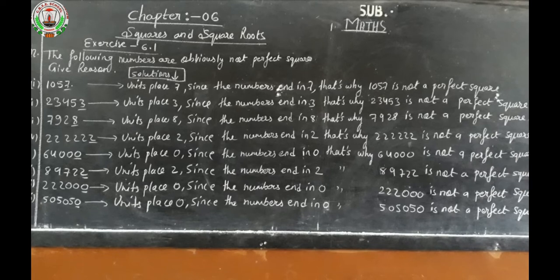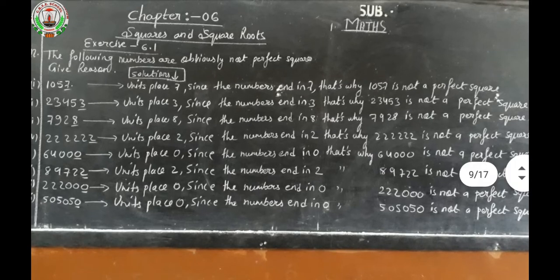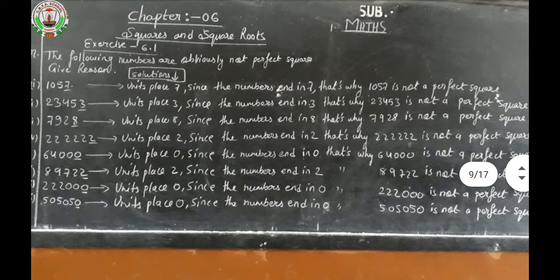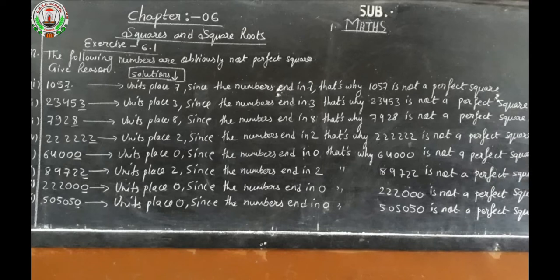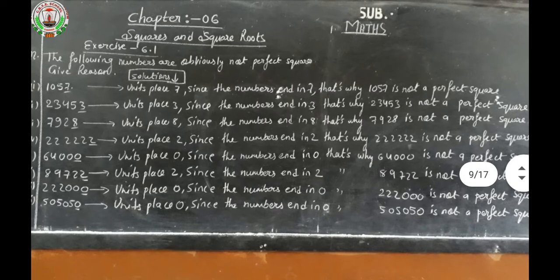Similarly 23,453, its units place is 3, isn't it? Since the number ends in 3, that's why this number is not a perfect square. Then again 7928 ends with which number? Units place is 8. Okay, since the number ends in 8, that's why 7928 is not a perfect square.